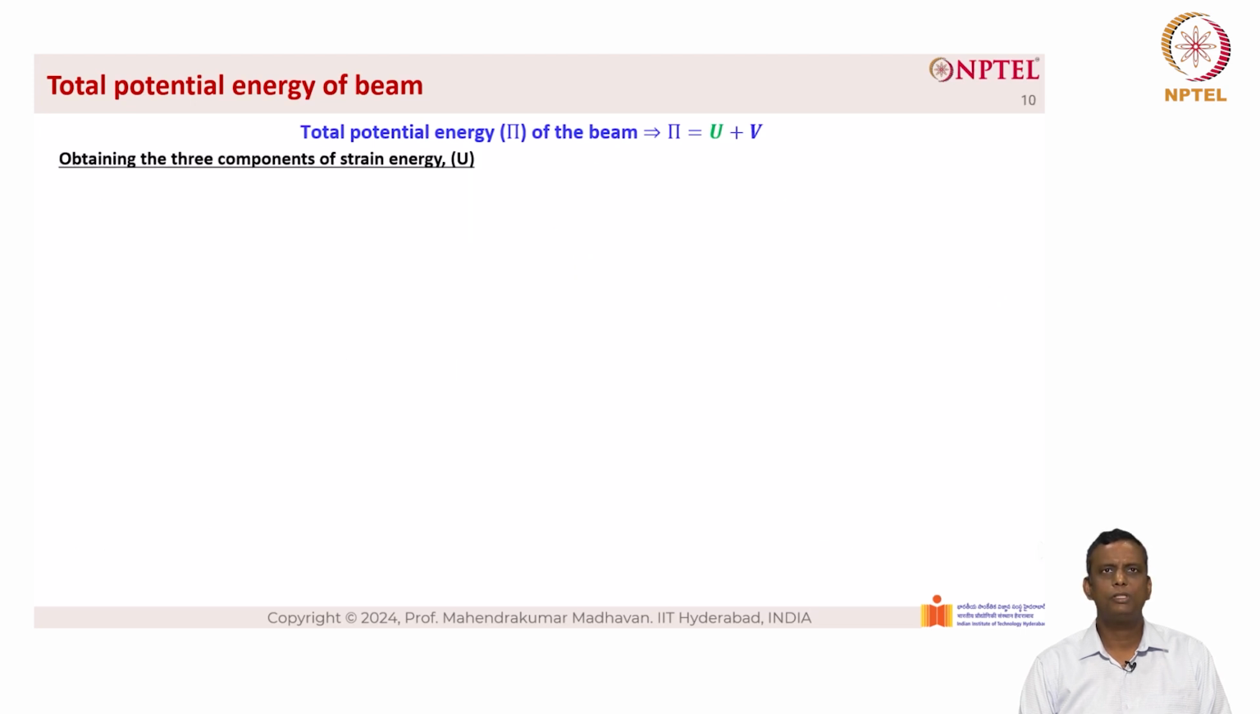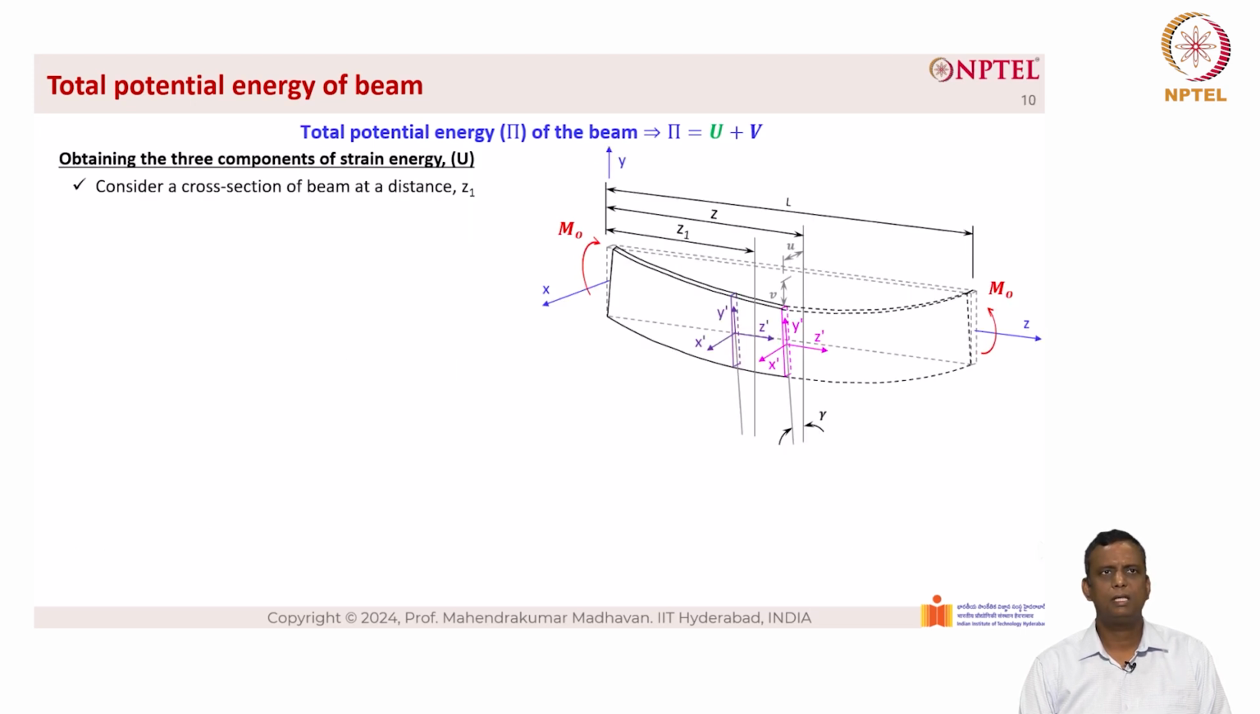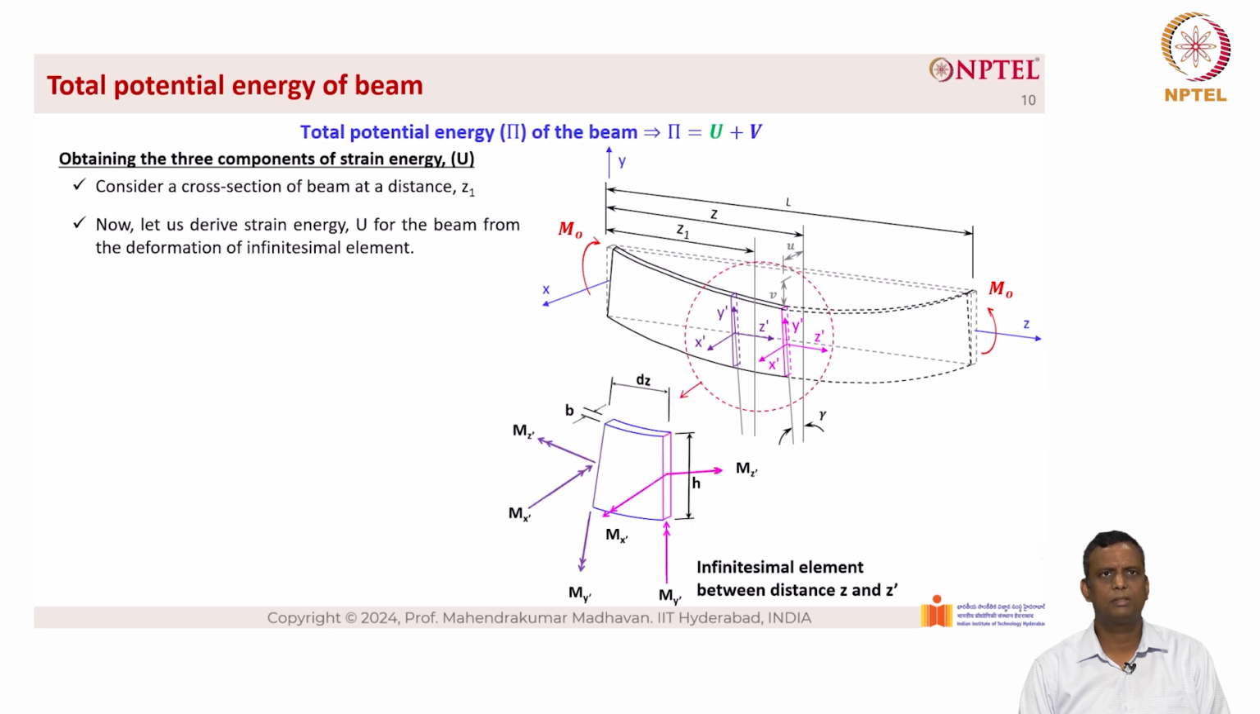To obtain the three components of the strain energy u, consider a cross-section of the beam at a distance z1. Now, let us derive strain energy u for the beam from the deformation of an infinitesimal element. As you can see, the infinitesimal element is between distance z and z dash. So you can see mx dash, my dash, and mz on the right hand side based on the sign convention, and on the left hand side it is based on equilibrium.